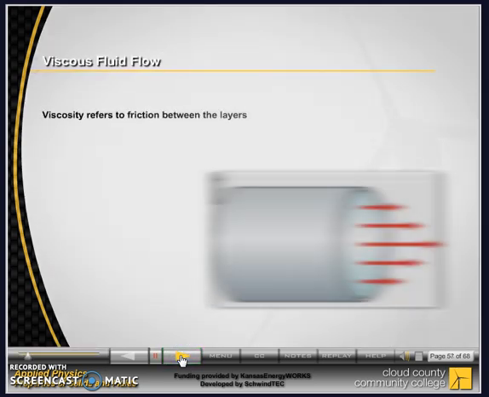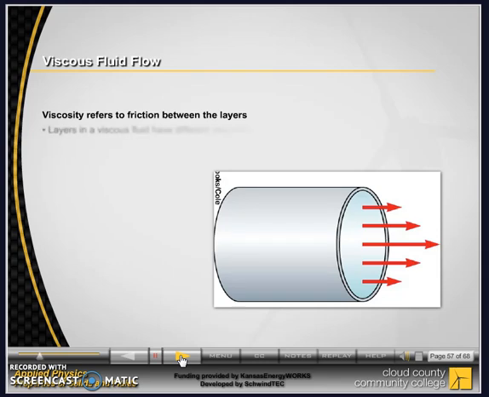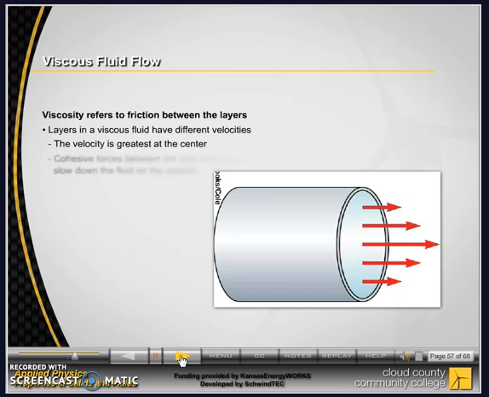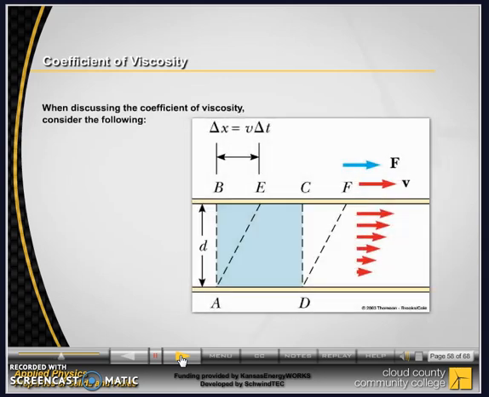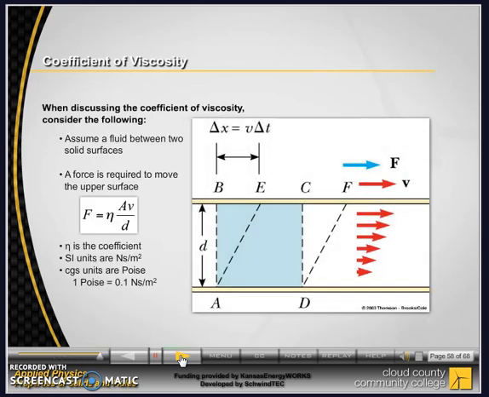Viscosity refers to friction between layers. Layers in a viscous fluid have different velocities, and the velocity is greatest at the center. Also, cohesive forces between the fluid and the walls slow down the fluid on the outside. When discussing the coefficient of viscosity, consider the following.